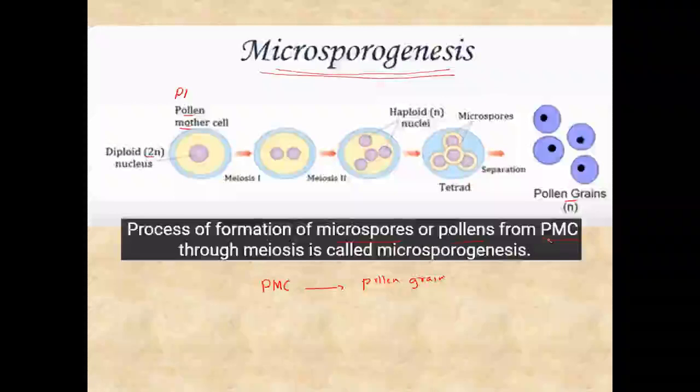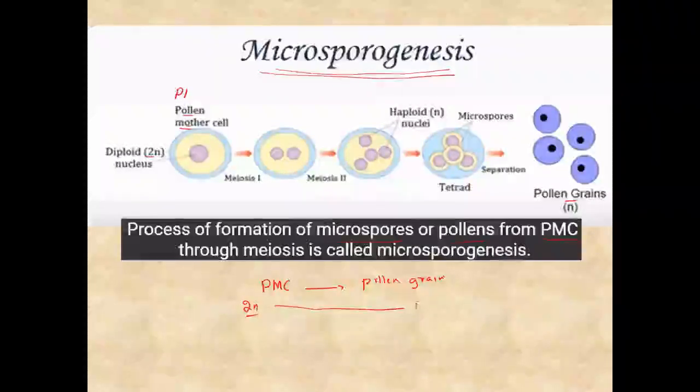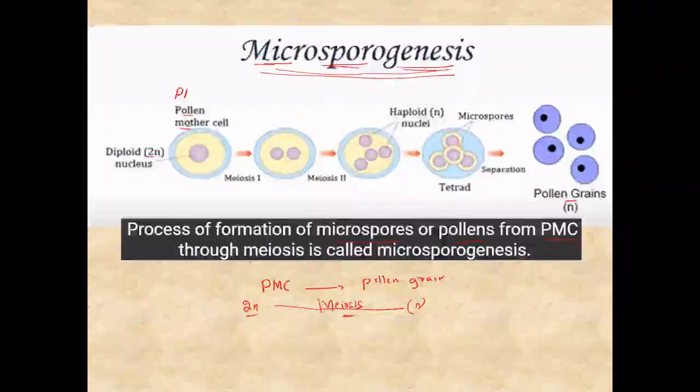And what is the mechanism? A pollen mother cell commences its stage from diploid to haploid. So being diploid, it gets converted into a haploid matured pollen grain. To get converted into a haploid matured pollen grain, it has to undergo meiosis, that is the reduction division. So this process of formation of microspore or the pollen from the pollen mother cell by the mechanism of meiosis is known as microsporogenesis. Now this process in which each microspore mother cell will divide meiotically to form 4 haploids.